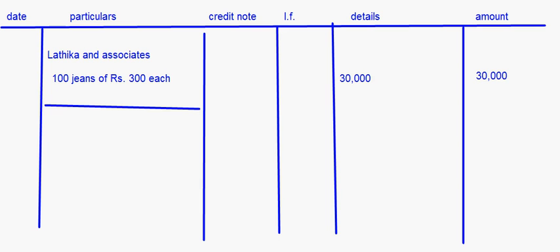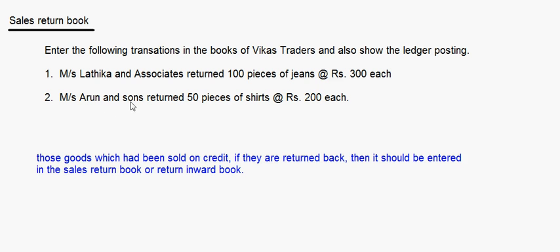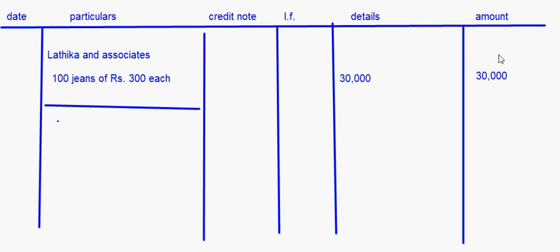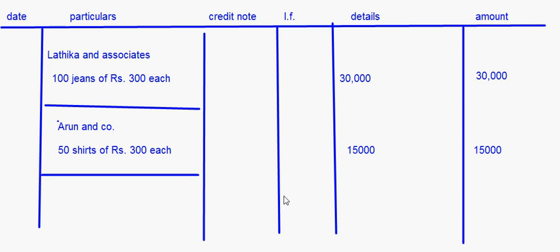And the next one is Arun and Sons returned 50 pieces of shirts worth 200 each. So here I'll write Arun and Company, 50 shirts of rupees 300 each. So this is how much? 15,000 rupees. So that's it. The total here is 45,000.